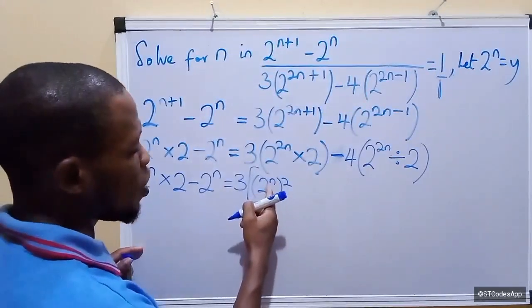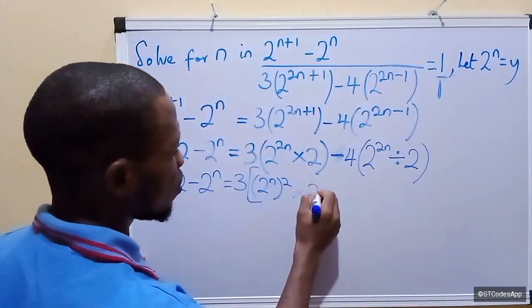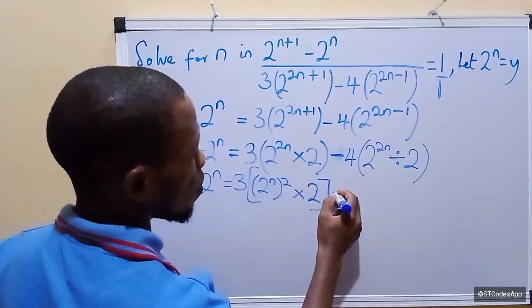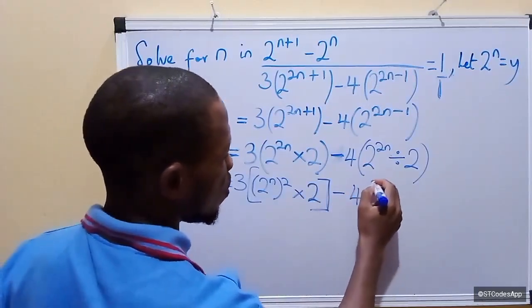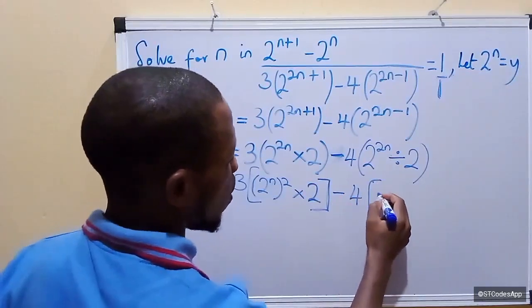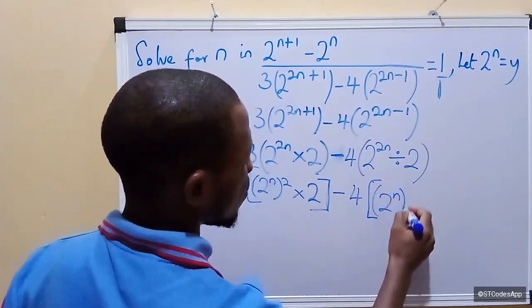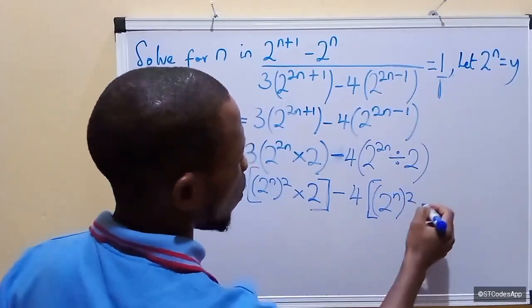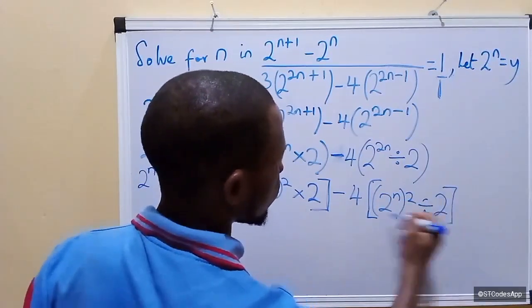So that's going to be 2 raised to the power n in bracket 2 times 2 minus 4 into, I will do the same thing here, 2 raised to the power n times 2 all divided by 2.